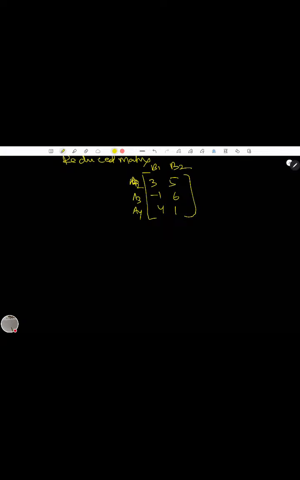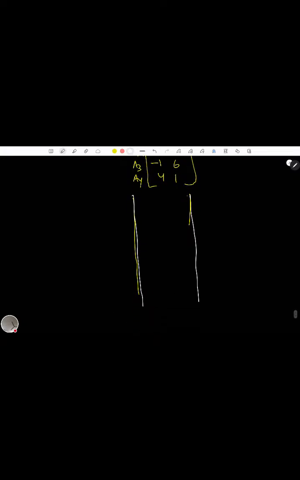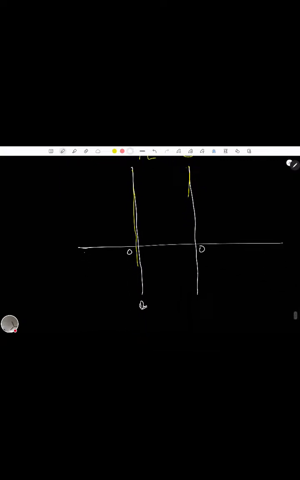In the same way we'll plot the graph. So what is my graph now? You take two vertical lines at a unit distance apart, and you mark the points. Let the negative points also be there, minus 1 and minus 6. You take a unit distance apart. That is my origin, this is my B1 and this is my B2.